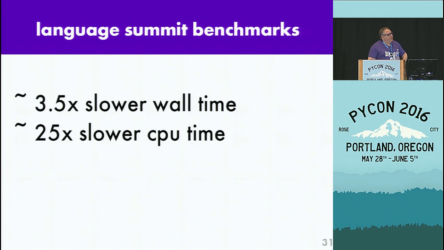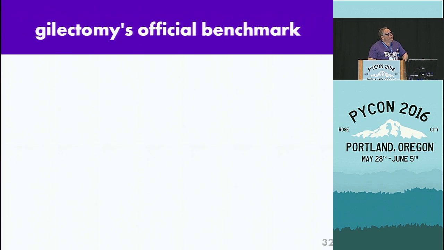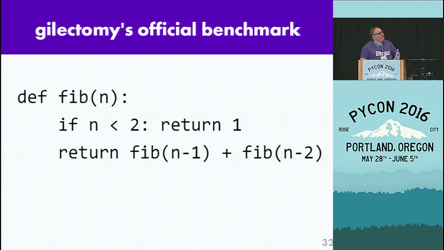Now, just to show you what I've been doing, here is Gilectomy's official benchmark. It is a terrible Fibonacci function. Again, I can run very little code inside of the Gilectomy version of Python without it breaking. I can run integers, I can run function calls, I can look things up in dicts, and in particular, this is looking up fib in the module dict over and over and over. You can use strings if you're gentle.